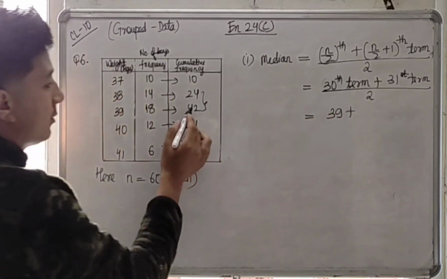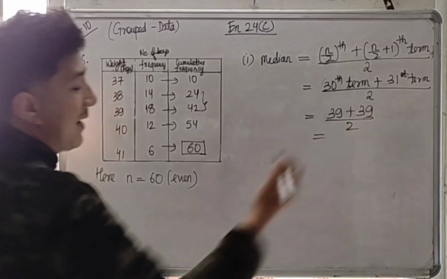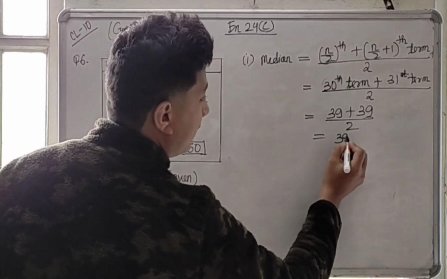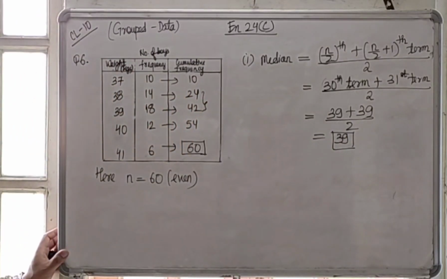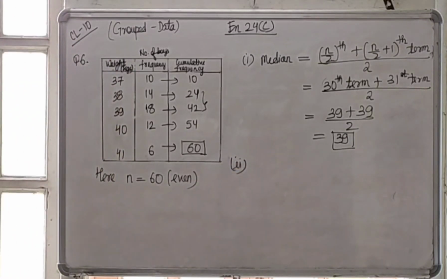Similarly, the 31st term is also the same, 39, divided by 2. So you take the average of this. 39 plus 39 will give you how much? 78, and 78 by 2 is always equal to 39. So hence the median is how much? Median is 39. So number 2 is what we need to find, the lower quartile.